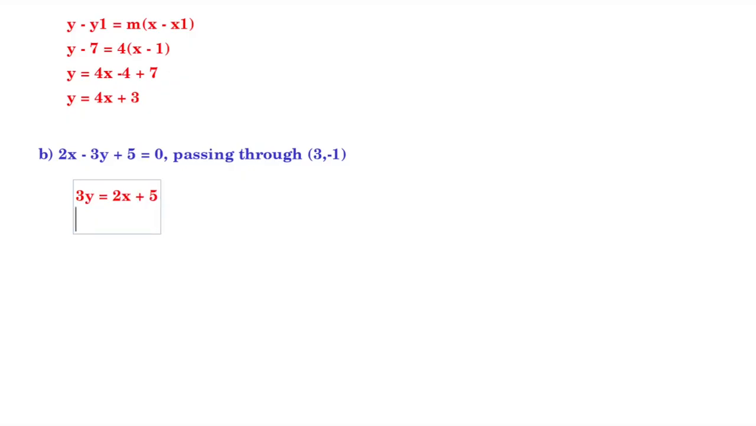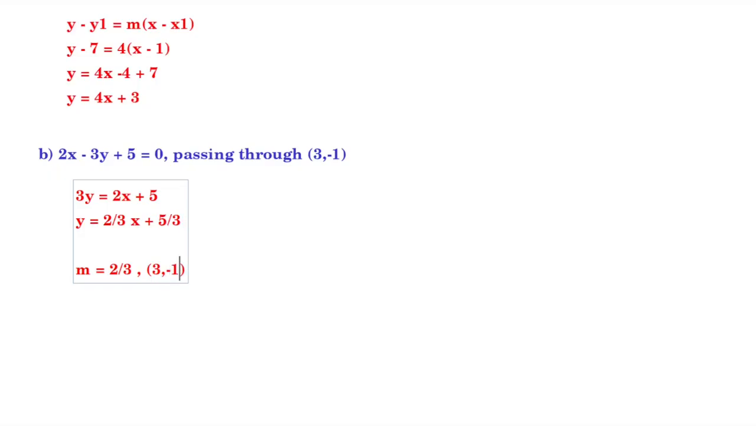Then dividing each term by 3, you get that y equals 2 on 3 x, and then plus 5 on 3. Then the gradient for this line is now 2 over 3. So the gradient of the line parallel to that is the same as the gradient of this one. So the gradient of the parallel line is just 2 on 3. And this line is passing through the point (3, negative 1).